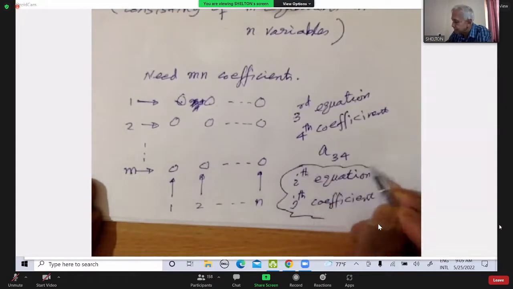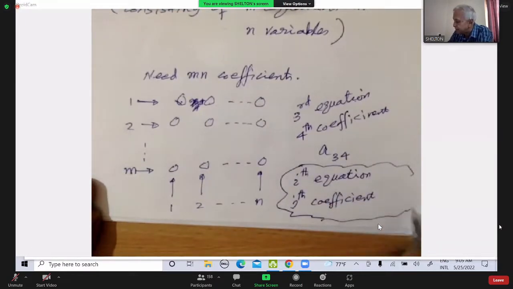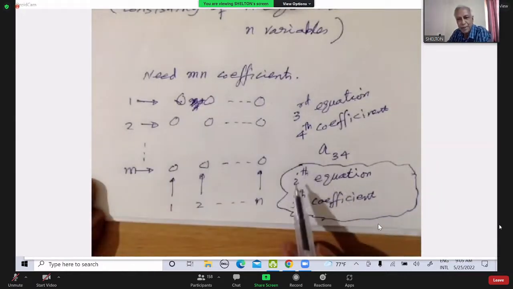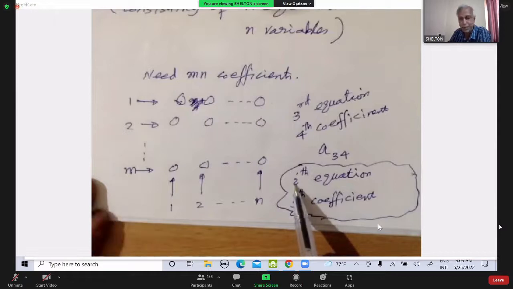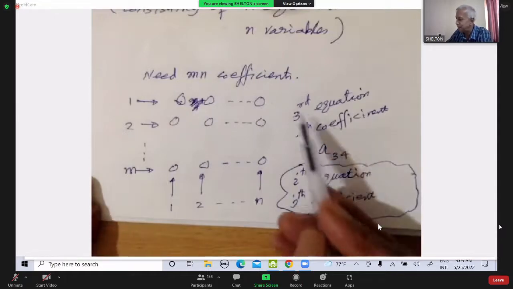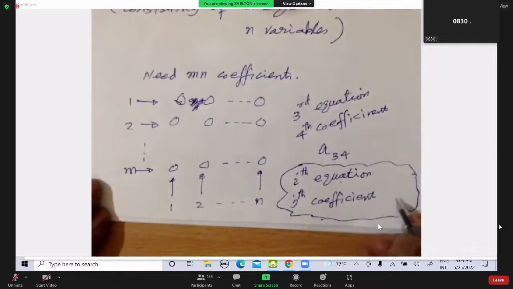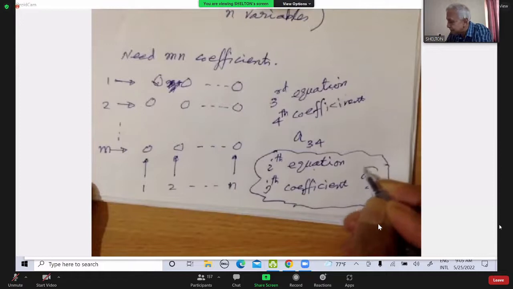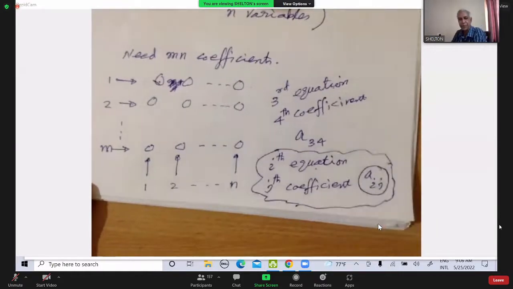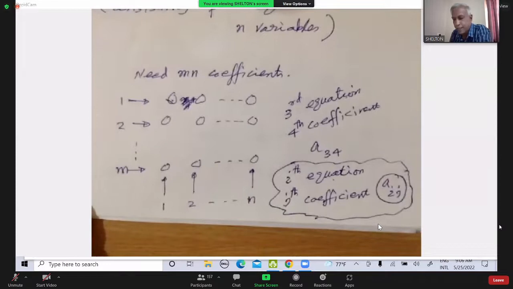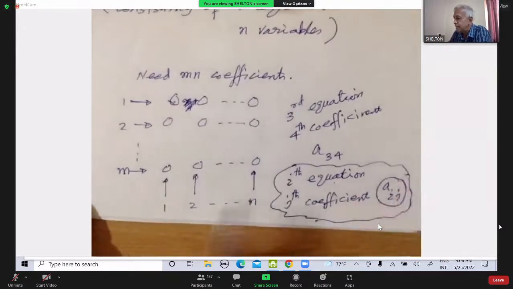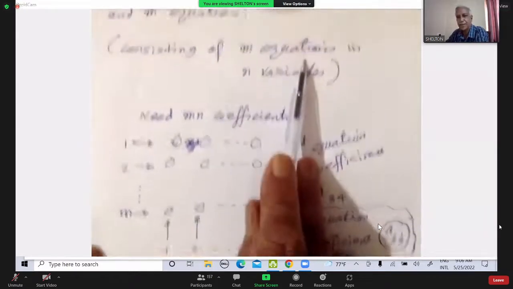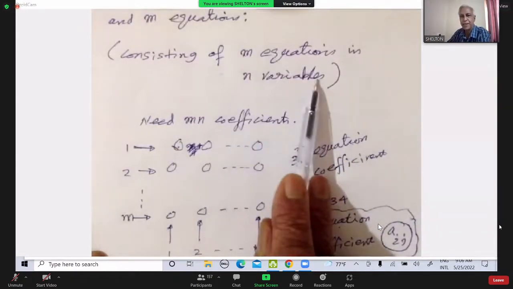What is a good notation for the ith variable, jth coefficient? I is the equation number, the ith equation, like the third equation. Aij, that is the notation that we are going to use. So now I have to write how many equations? I have to write m equations in n variables.